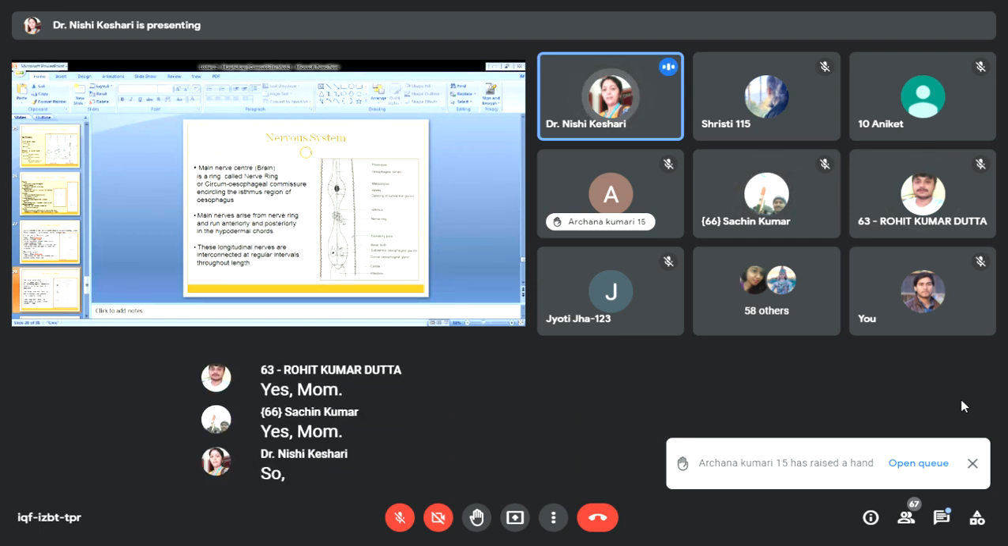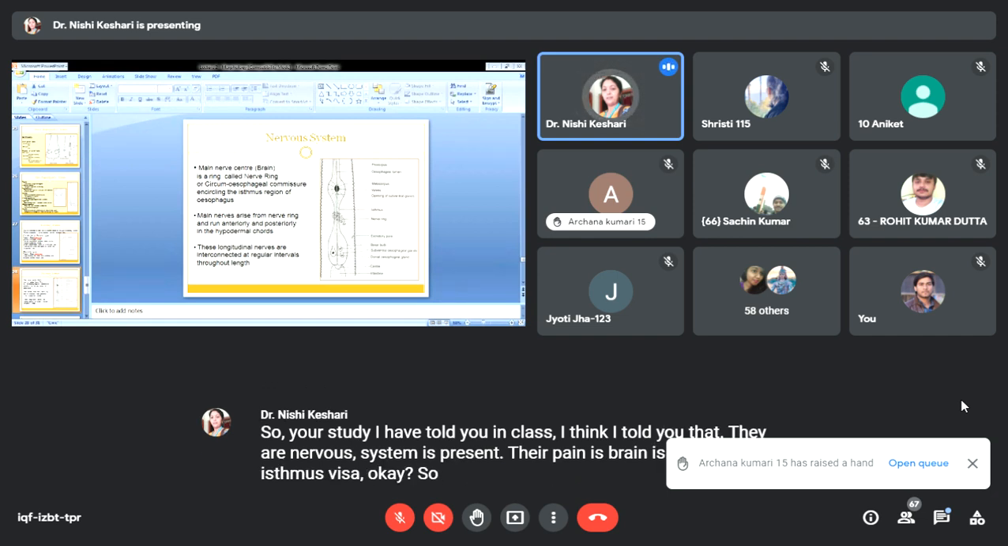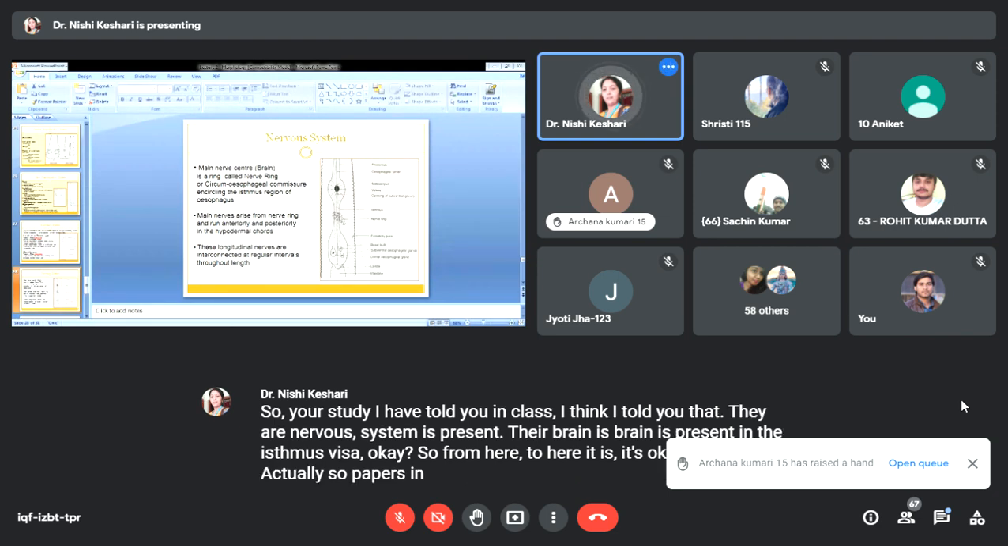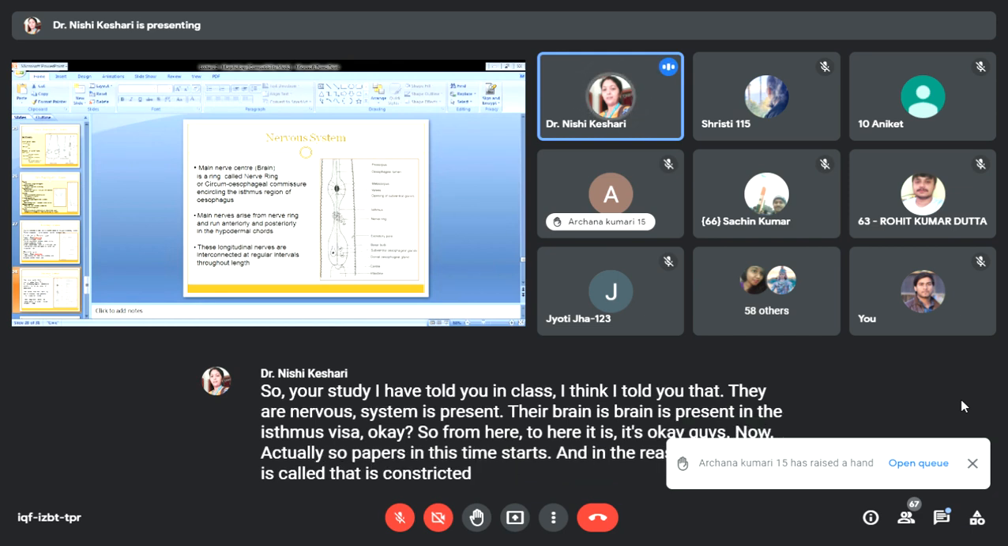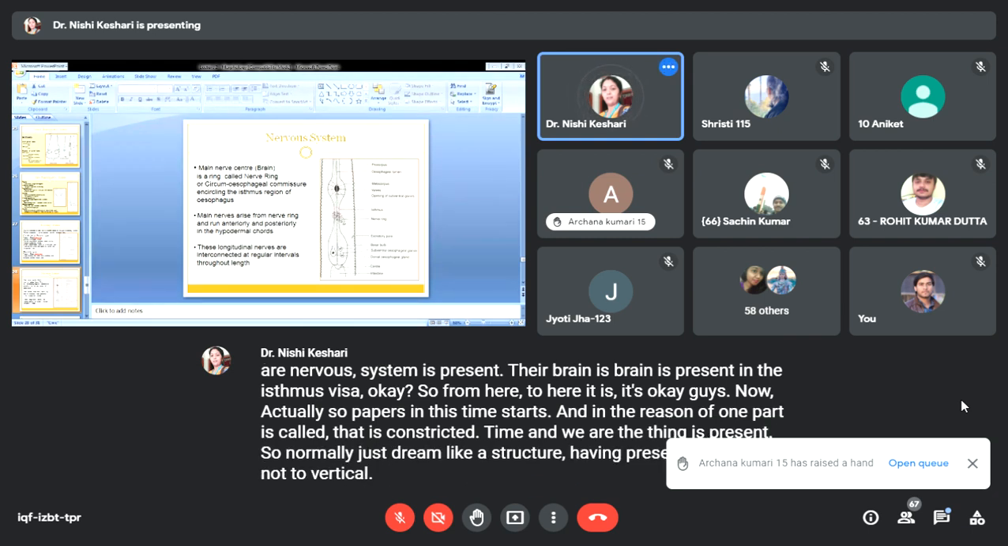So yesterday, in the last class, I think I have told you that their nervous system is present, their brain is present. From here it is the esophagus. After the esophagus the intestine starts, and one part is called the isthmus, the constricted part, and here the nerve ring is present. The nerve ring is just a ring-like structure present diagonally, not vertical. This main nerve center is called the nerve ring or circumesophageal commissure.